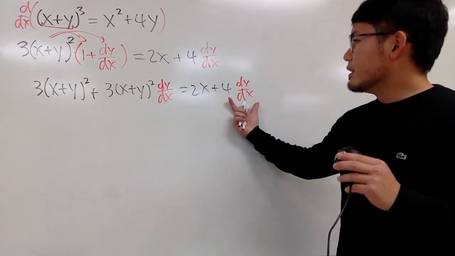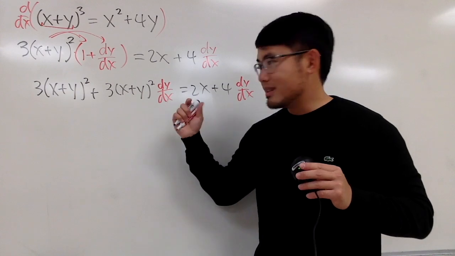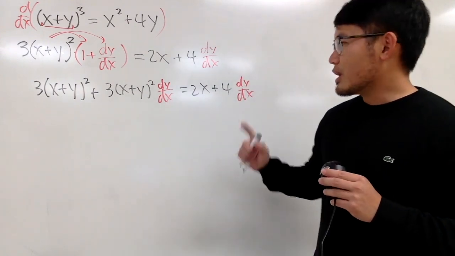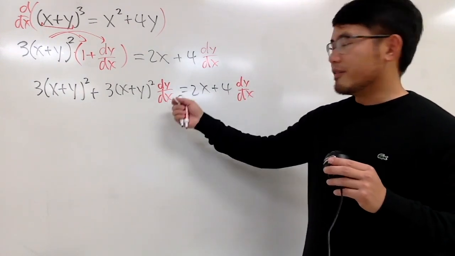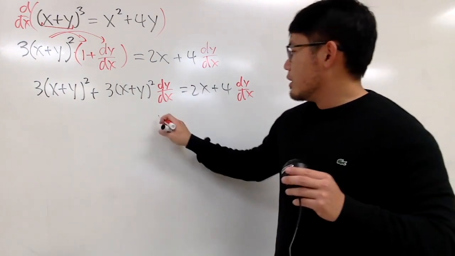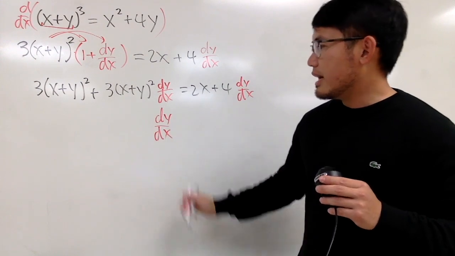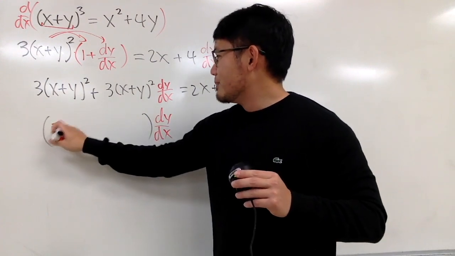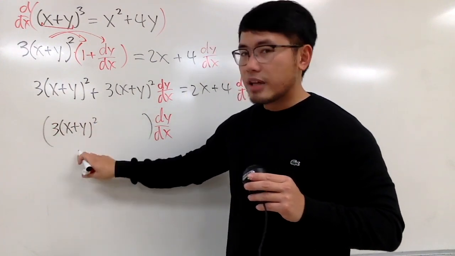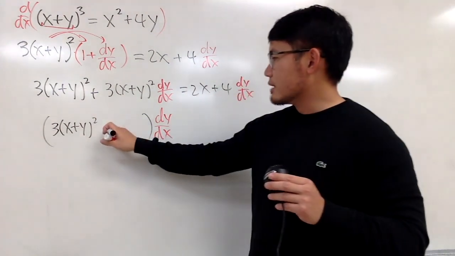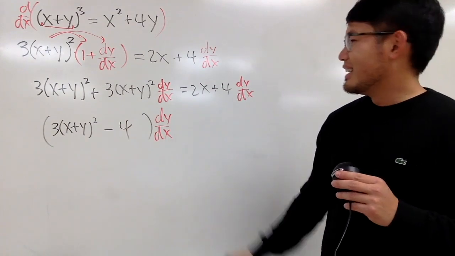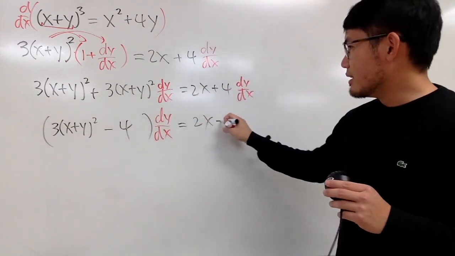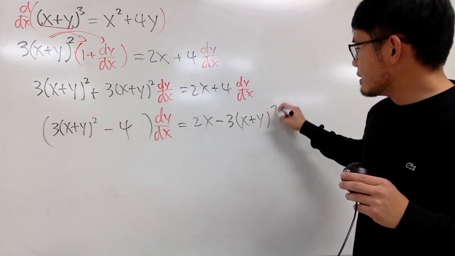Now, let's move this to the left-hand side so that we can collect like terms. And this term doesn't have the dy/dx, so let's move that to the other side. So here we go. When I move this to the other side, we can factor the dy/dx. And as I recommended in the past, let's put the dy/dx at the end. So this part right here is going to be 3(x plus y) squared, stays the same. And then when you move this to the other side, it becomes a minus 4, and the dy/dx is right here already. And then on the right-hand side, we have the 2x. Move this to the right-hand side, becomes minus 3(x plus y) squared.